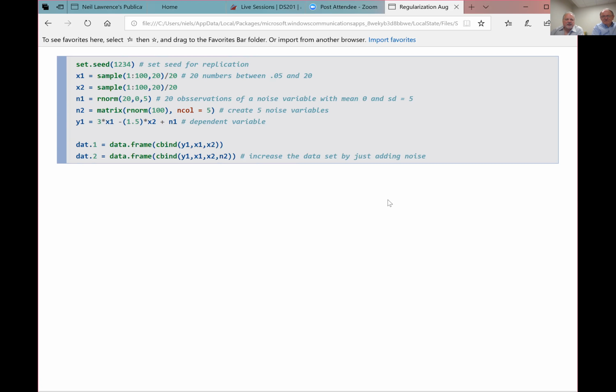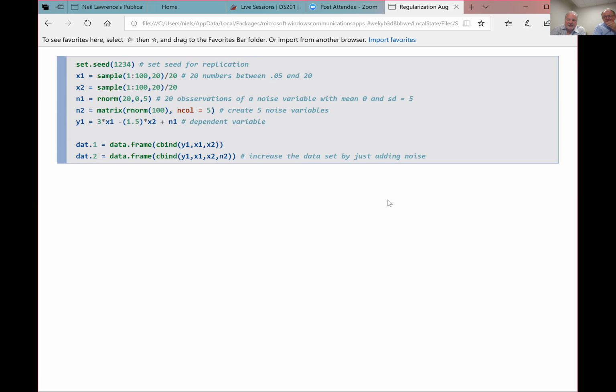And then I create my dependent variable. I just look at a linear combination of x1 and x2, and I add the first noise variable. And then I create 2 data sets. The first one is I'm just looking at my variable, which is completely determined by x1 and x2. And the next one, I've added to x1 and x2 these 5 noise variables.